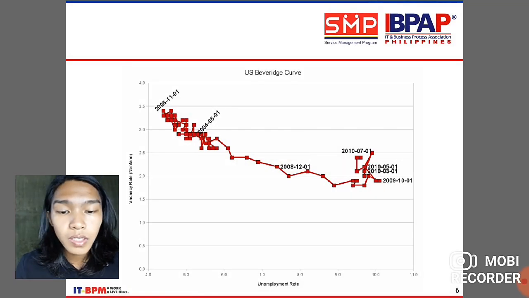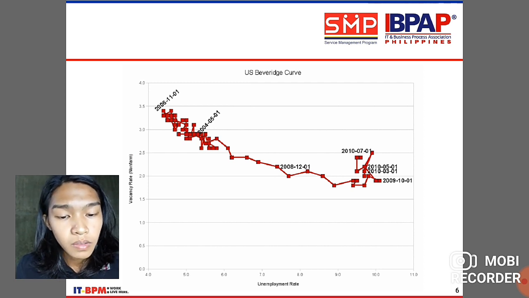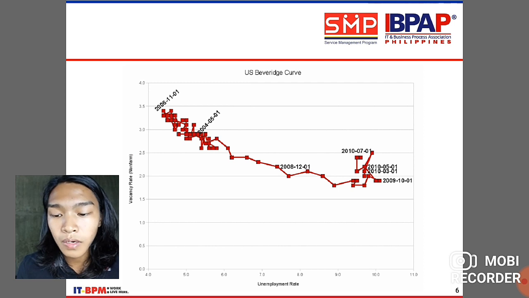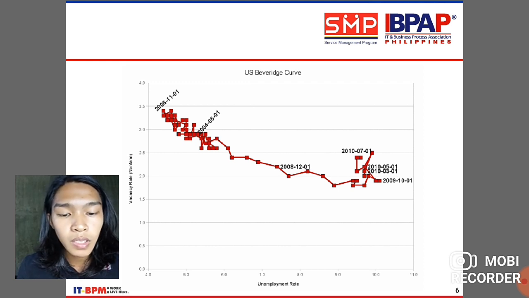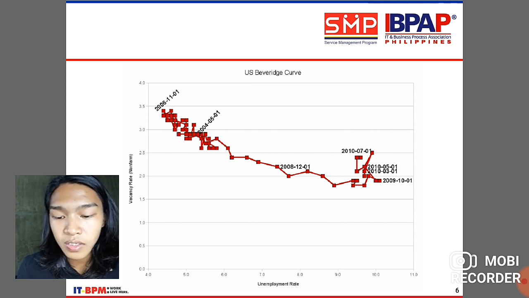And in the seventh slide, it shows the Beveridge curve. A Beveridge curve or UV curve is a graphical representation of the relationship between unemployment and the job vacancy rate, the number of unfilled jobs expressed as a proportion of the labor force. It typically has vacancies on the vertical axis and unemployment on the horizontal.